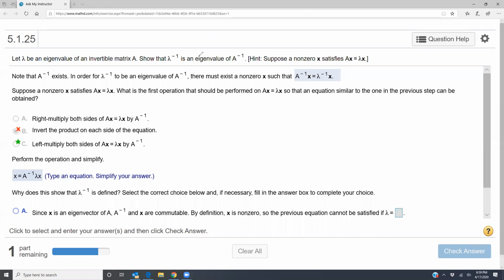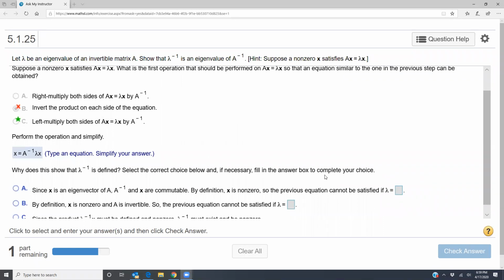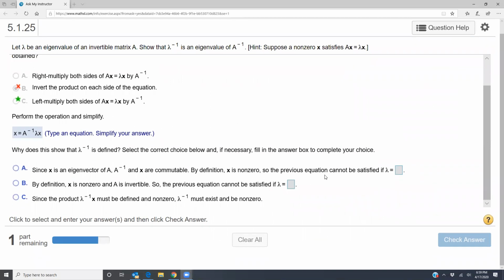Now the next question says, why does this show that lambda inverse is defined? Select the correct choice, and if necessary, fill in the answer box to complete your choice. So what I'm going to do is look at what we know from the problem statement. We know x is an eigenvector, so that would mean that x is non-zero. And we know that A is invertible. Those two things were told to us in the problem statement.